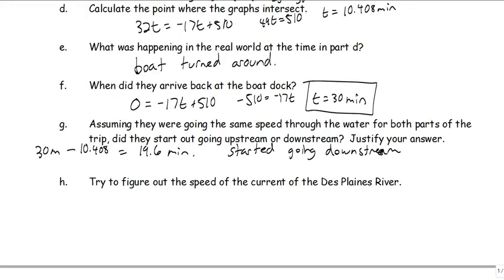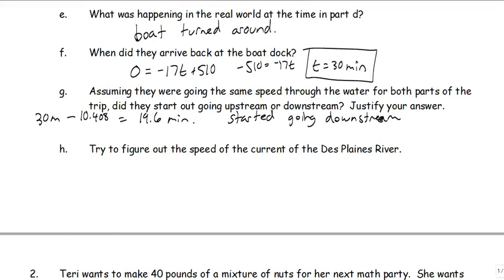Try to figure out the current of the Des Plaines River. This is a little tricky. Pretty much, we have to use this D equals RT again, except our rate is different. So for leaving the shore, for going out, our D is equal to the rate plus the current, because it's faster, right? So our rate is actually going to be added to it, times T. And coming back in, our distance equals rate minus the current times T.